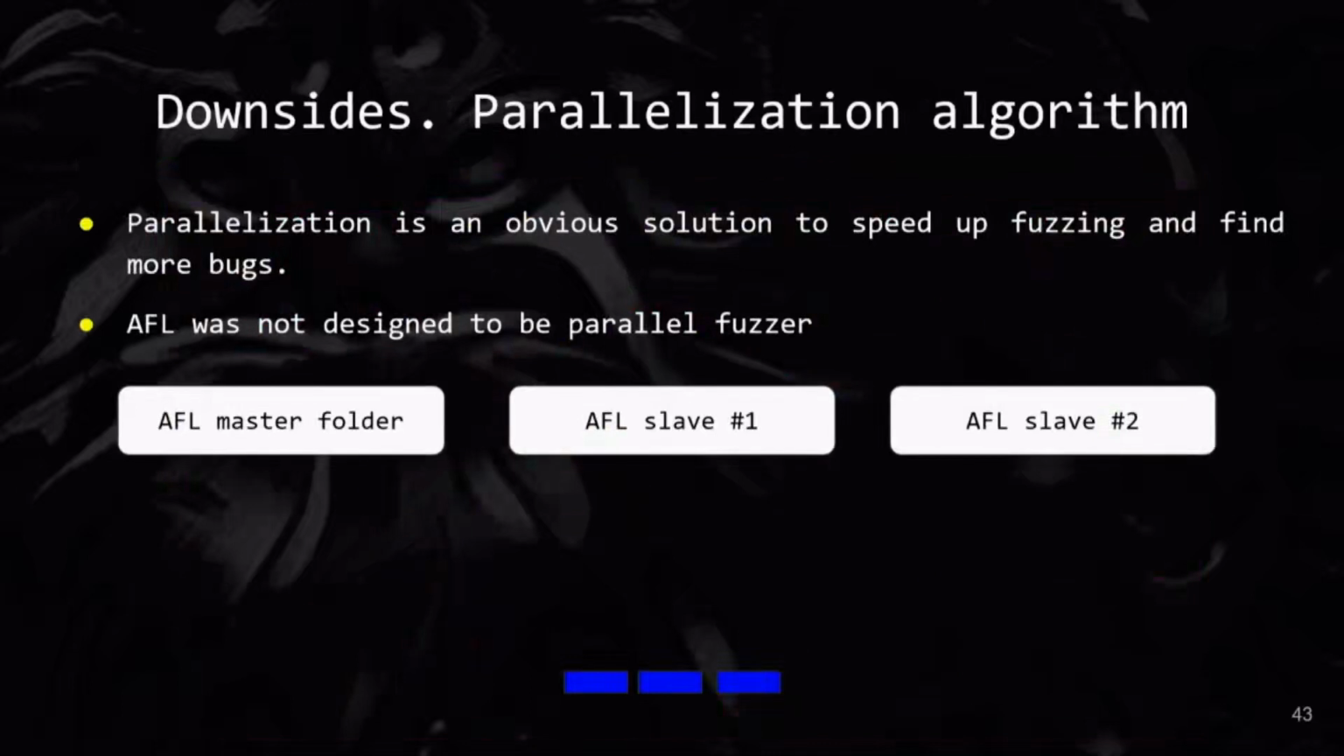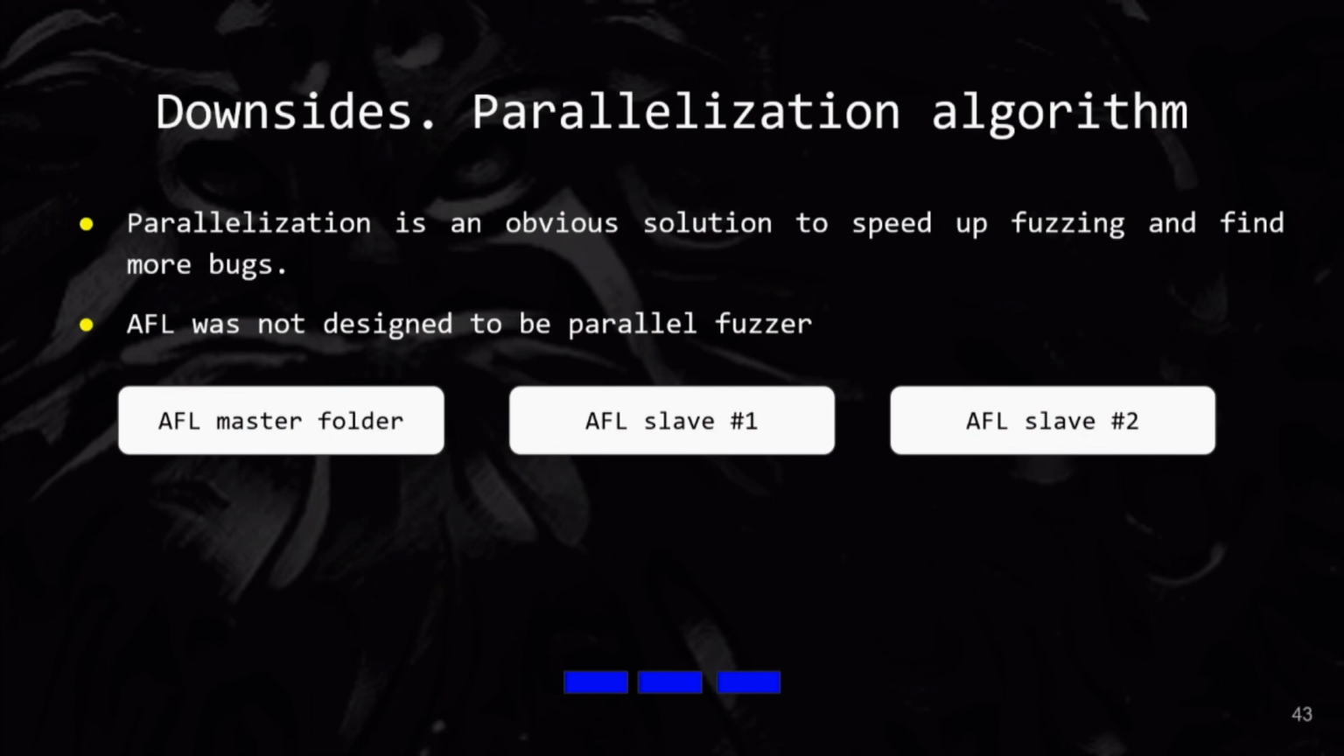The second problem is parallelization. Let's say you have a really slow target and you don't know how, or don't want to spend time on increasing the performance of your target, right? So you are not a performance engineer, you are a security engineer.